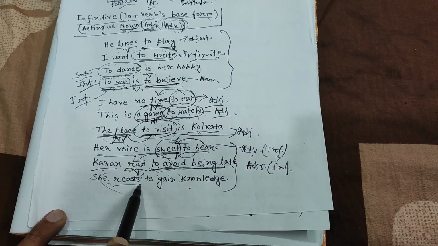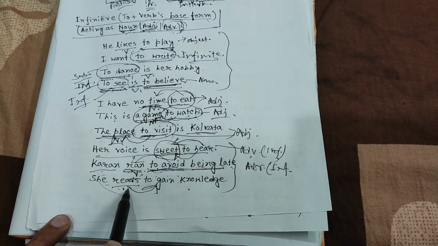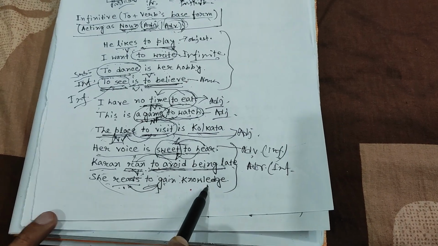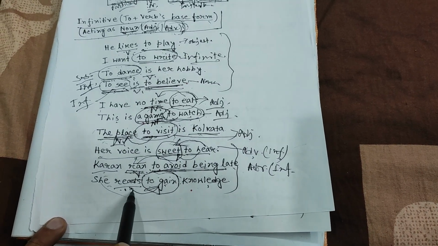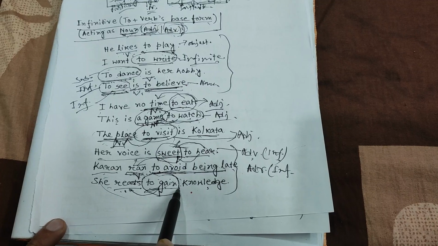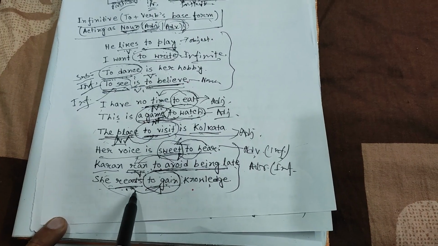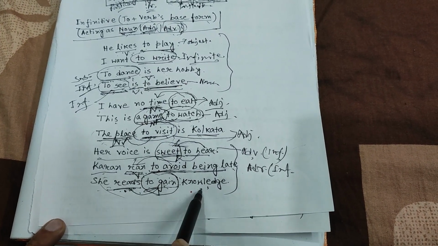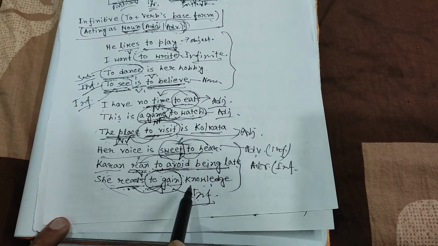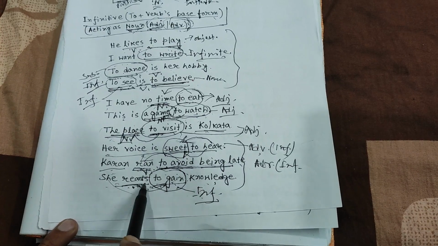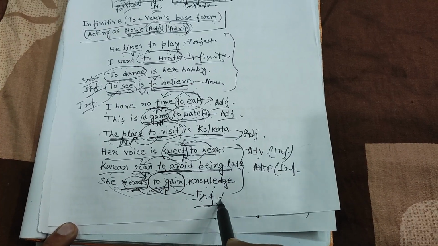She reads. Why does she read? To gain knowledge. So this is also stating the reason behind her reading. Because she reads to gain knowledge. So this is an infinitive. And as it is telling something about the verb, adding to the verb, it is an adverb.